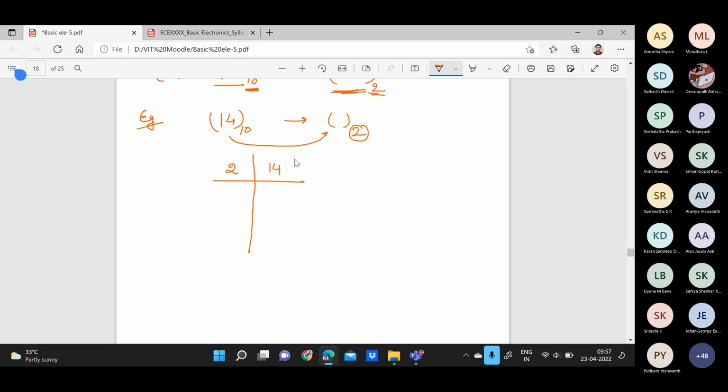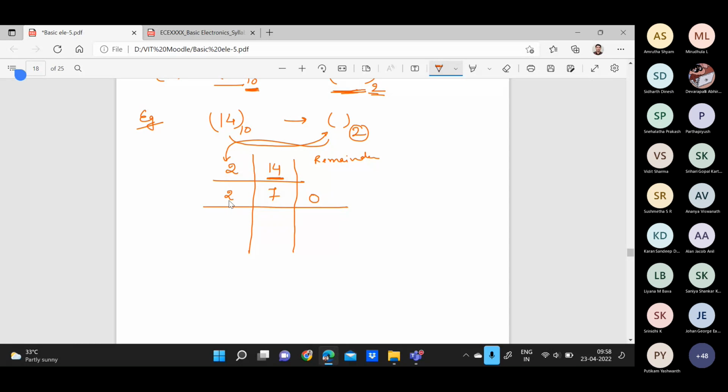Now you have to start dividing this number. If you divide 14 by 2, what will you get? 7, right? Any remainder, you have to write down here. As 14 is completely divisible by 2, you will get 0 as a remainder. Again, 2 is your base. This base will be the same for all.